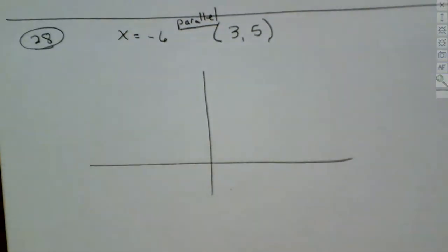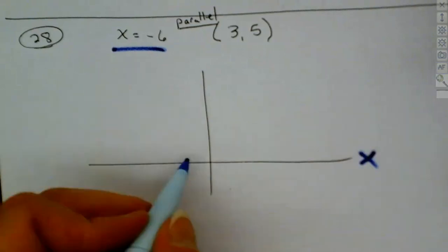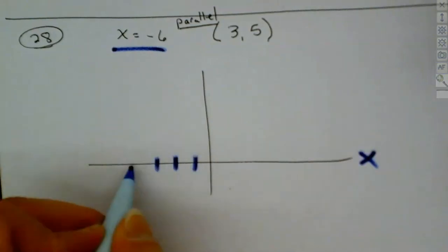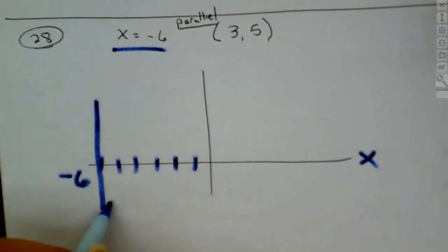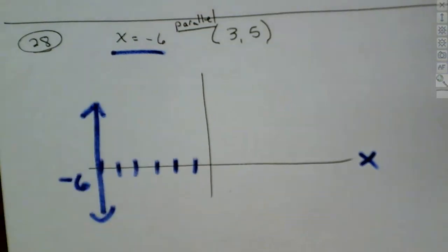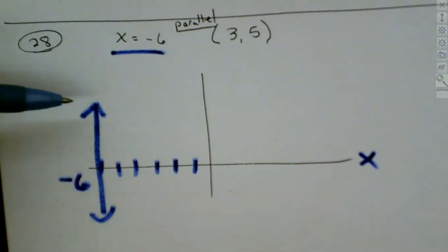What does x equals -6 look like as a graph? -6 on the x-axis would be back here at 1, 2, 3, 4, 5, 6. It's an x line, right? So it looks like that. Now, think about parallel parking. When we talk about parallel parking and parallel lines, those lines never meet. So what's going to be parallel to a vertical line like this? Another vertical line.